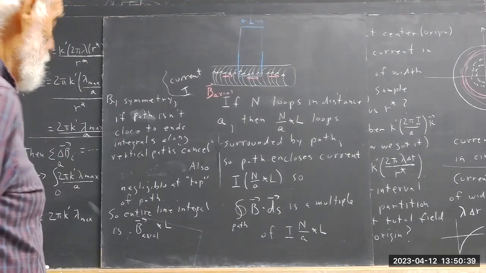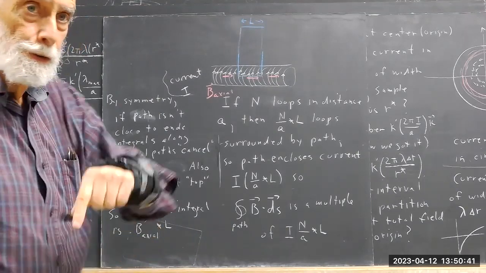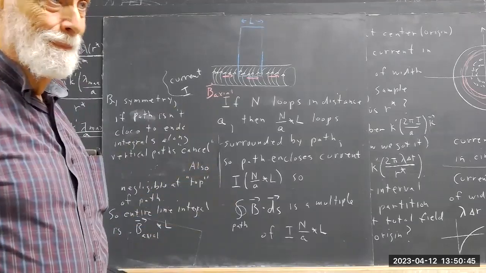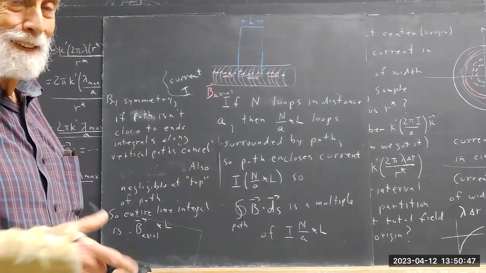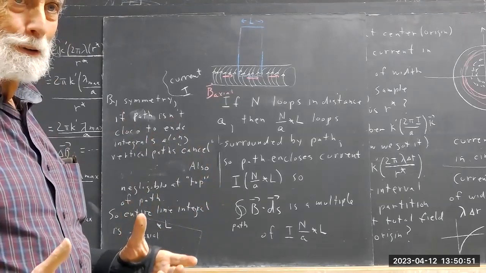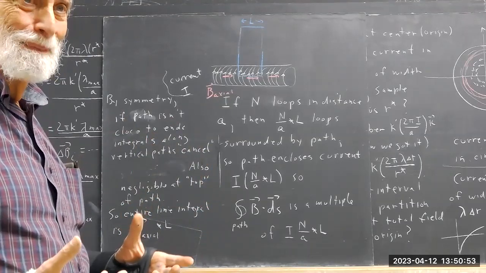Now, there's another configuration, which is a circular solenoid. Just take a donut and wrap it. Preferably not a real donut.